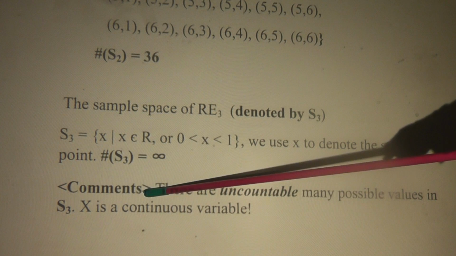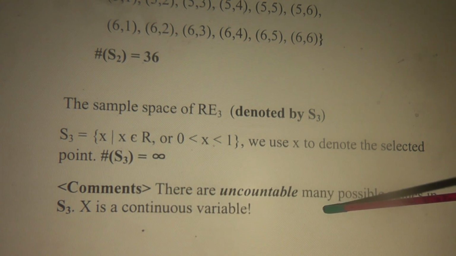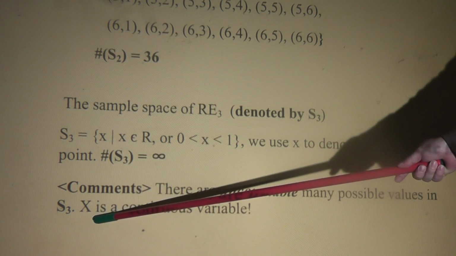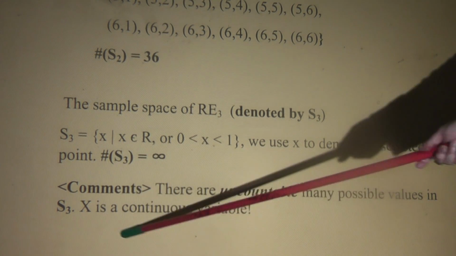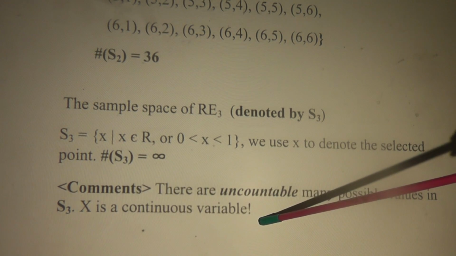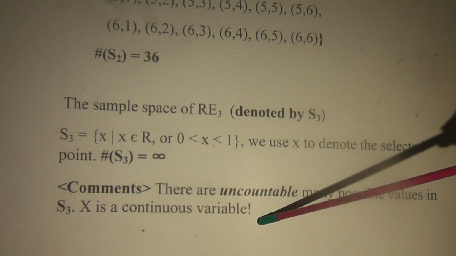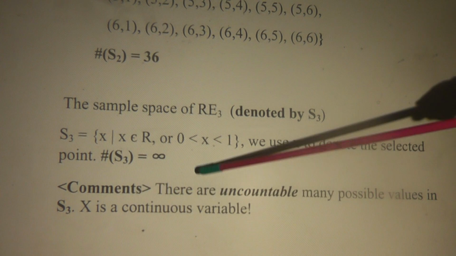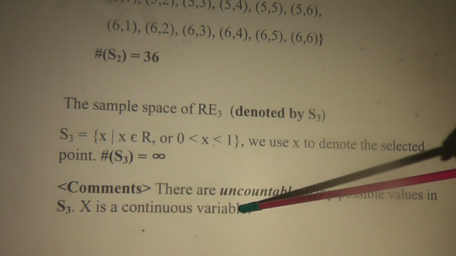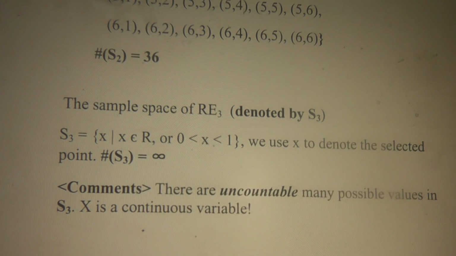Comments. There are uncountably many possible values in S3. So X, the selected number, is a continuous variable. It's not discrete. Discrete means possible values are countable. In this case, possible values are not countable. So it's a continuous variable.